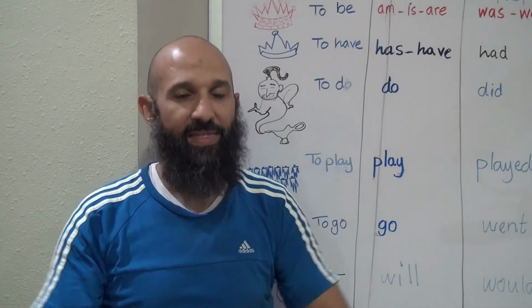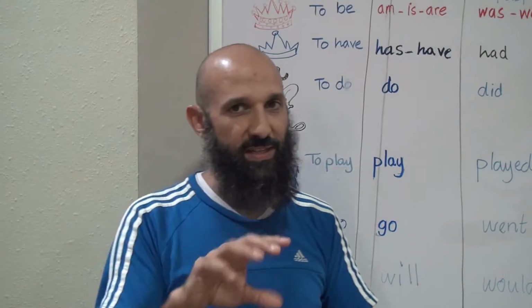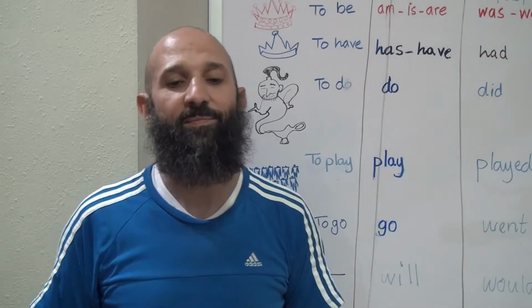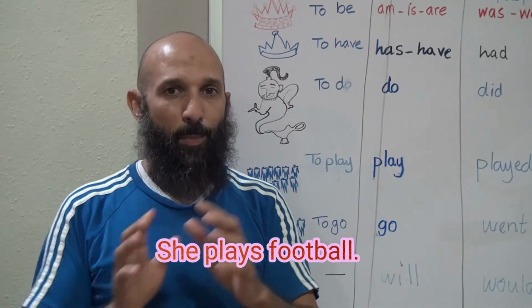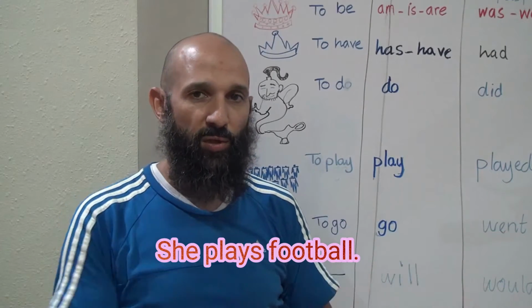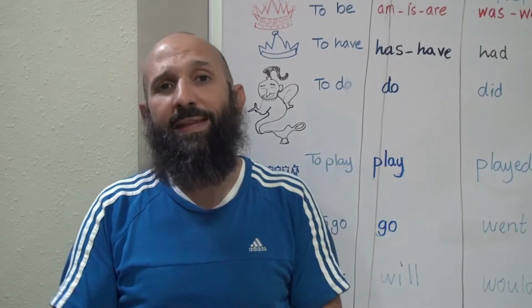Alright, so let's agree on that. If the subject is he, she, it, the verb takes S. He, she, it, the verb takes S. Alright, we agree on that. So for example, she plays football. She plays football is a positive sentence. Now, how can we make that negative?